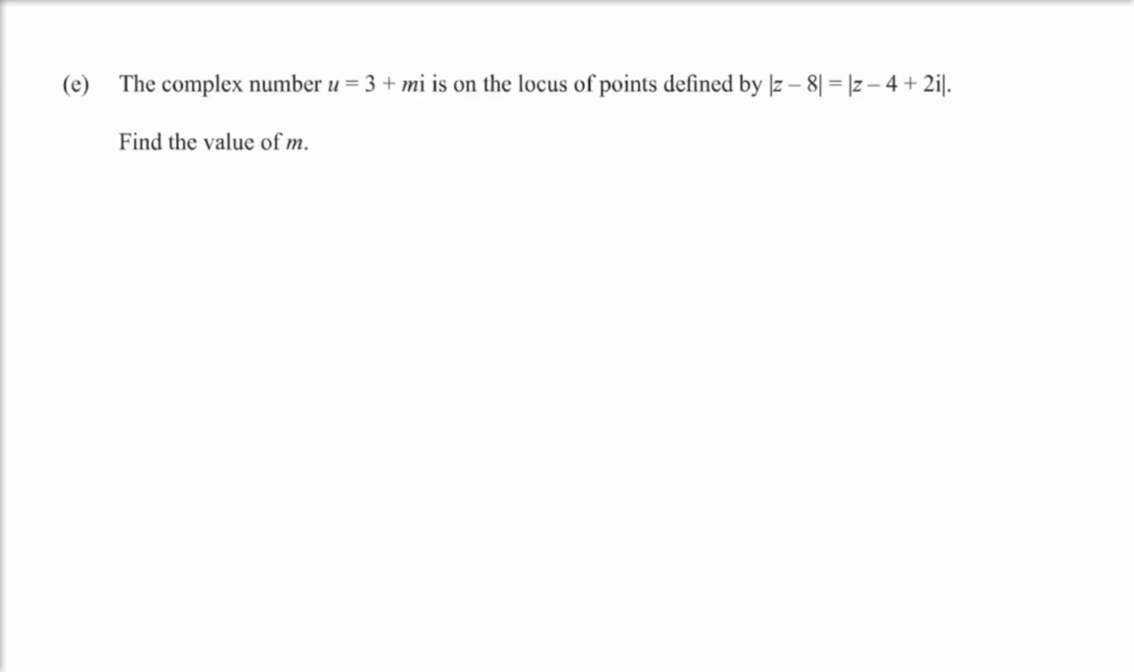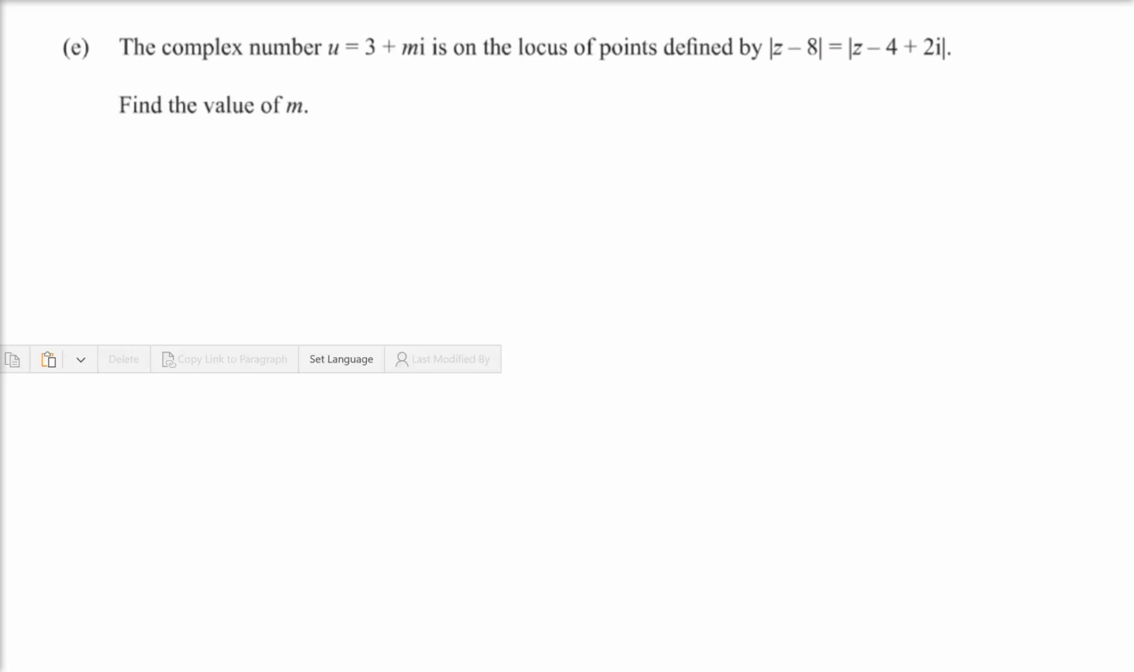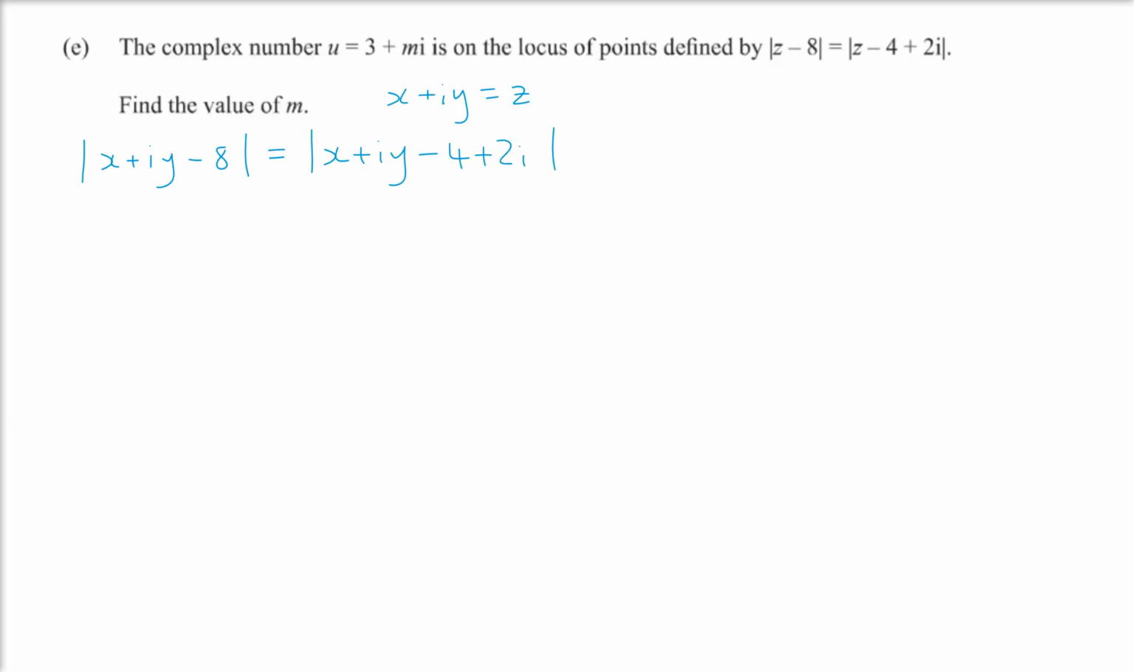This one here, after the pause, really what we're asking you to do is to do the modulus of z minus 8 and the modulus of z minus 4 plus 2i, and figure out which of the complex numbers satisfies this equation. So same thing, we're going to say x plus iy is z. So it's going to be x plus iy minus 8. The modulus of that is the same as the modulus of x plus iy minus 4 plus 2i. The modulus are the same. Happy with that first step?